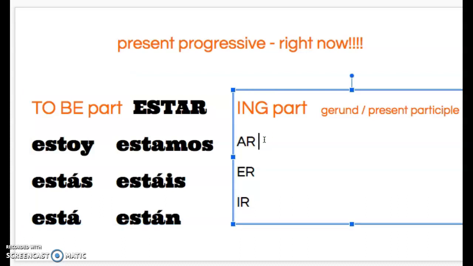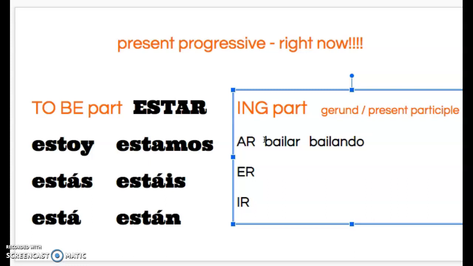To form the ing part, it's pretty easy because you already know the song Bailando. We listened to that. You also maybe are familiar with the two weather expressions that I mentioned a minute ago, lloviendo and nevando. If you can remember those two weather expressions, then you can totally remember the AR, ER, and IR present participle forms. So if you have an AR verb, let's take bailar for instance. You're going to take off the AR and you're going to add ando. That's it, bailando.